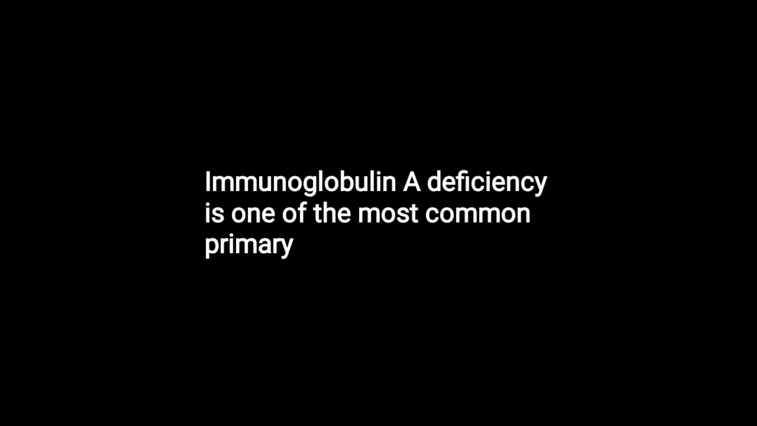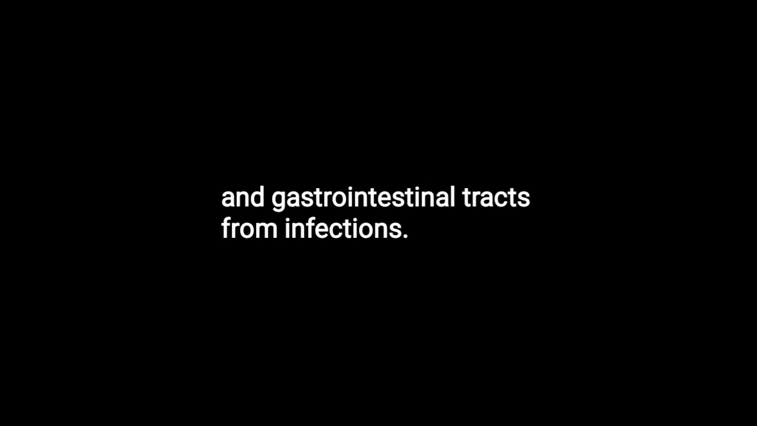Immunoglobulin A, IgA, deficiency is one of the most common primary immunodeficiency disorders, characterized by the absence or significantly reduced levels of IgA in the blood and secretions. IgA is an antibody that plays a crucial role in mucosal immunity, helping to protect mucosal surfaces, such as those found in the respiratory and gastrointestinal tracts, from infections.